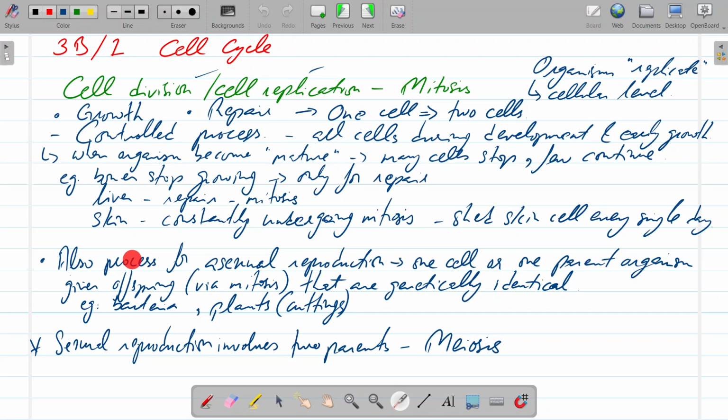There's also the act of asexual reproduction in plants and bacteria and other organisms. There's the hydra, which is a multicellular organism which also undergoes asexual reproduction. And so only one cell or one parent organism gives rise to a genetically identical offspring. Then there's sexual reproduction, which involves two parents and meiosis, which will come in later.